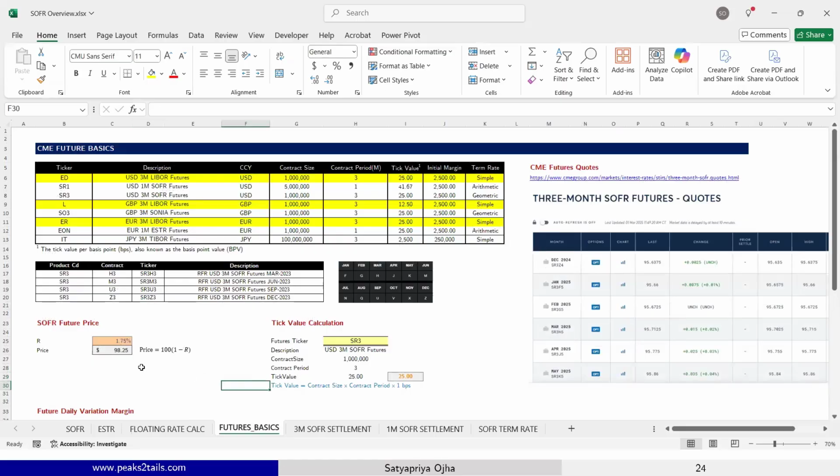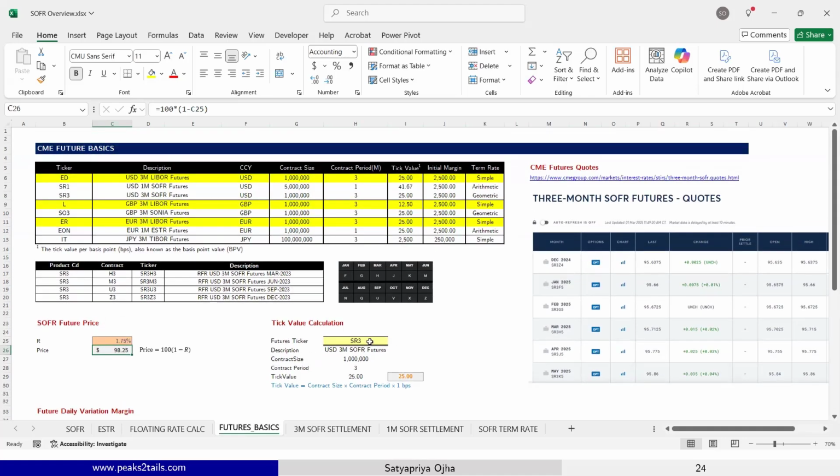Right. First and foremost, let's say the underlying reference rate is 1.75%. The price you saw on the website would be 98.25. How did I calculate that? 100 times 1 minus R. As simple as that. If this is the 3-month rate, this is the price.